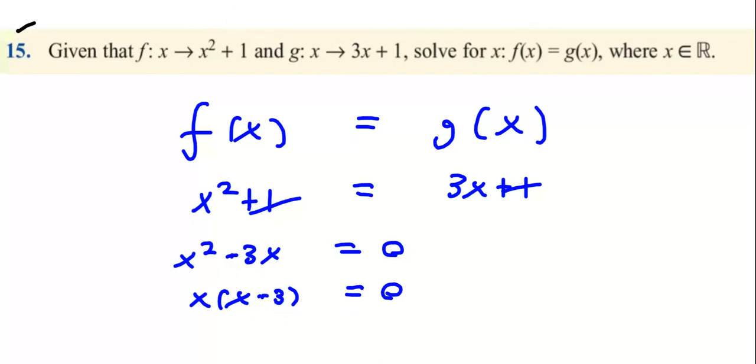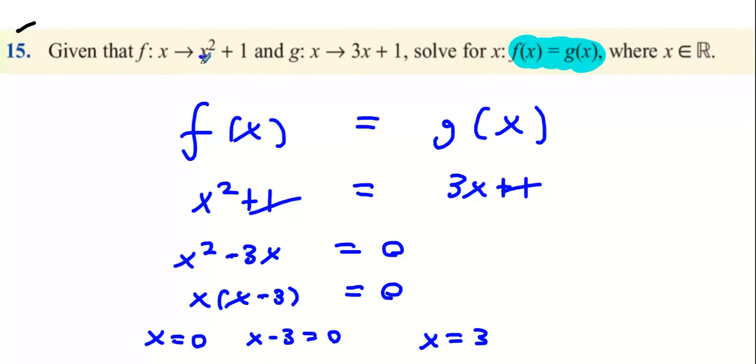Okay, what's next then? x equals 0 or x minus 3 is 0, and x equals 3. Now, let's explain what this actually means. For what input will the outputs of function f and function g be the same? Let's find out. It says 0 is one of the answers. What's 0 squared plus 1? What's 3 times 0 plus 1?